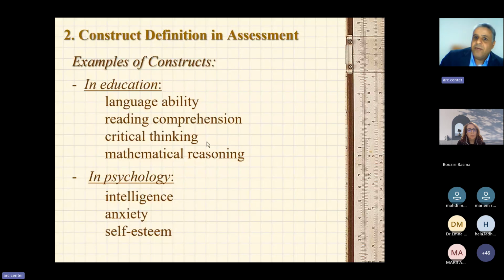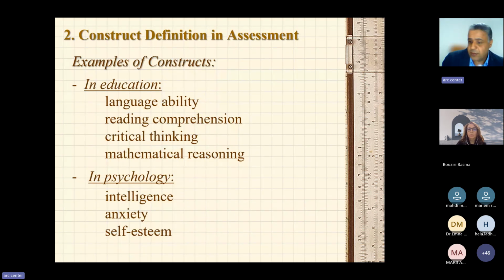Here, if we want to measure the ability of a learner to think critically, we can do that. But we should have a clear definition of the construct. What is meant by critical thinking? What are the processes which come into play when we think critically about something? Is this clear? The same thing for mathematical reasoning.